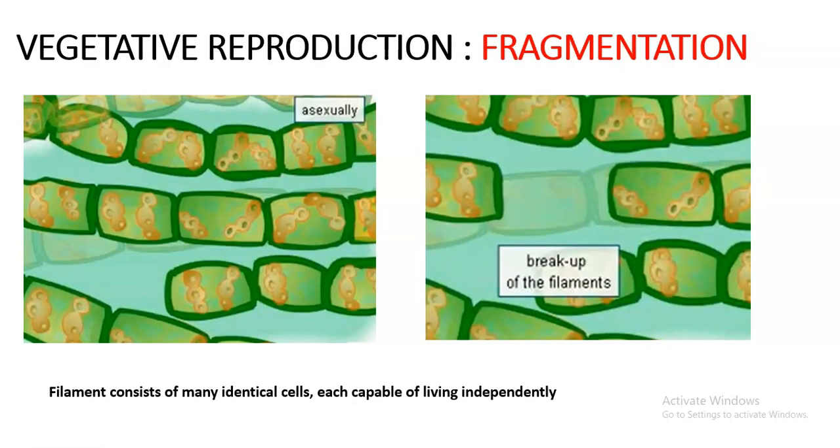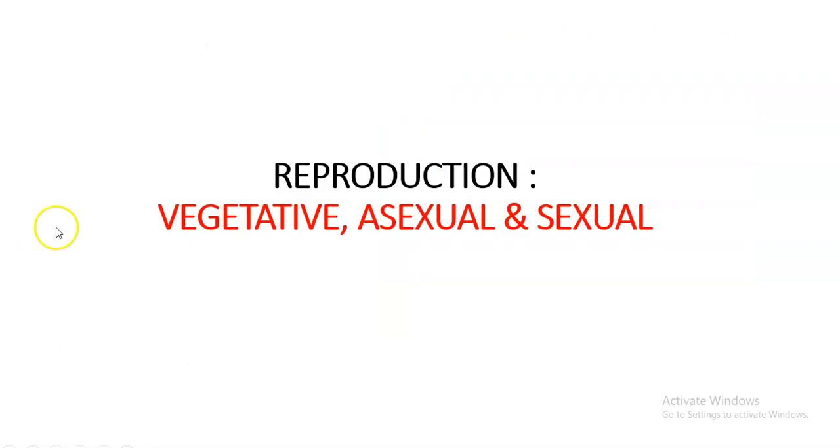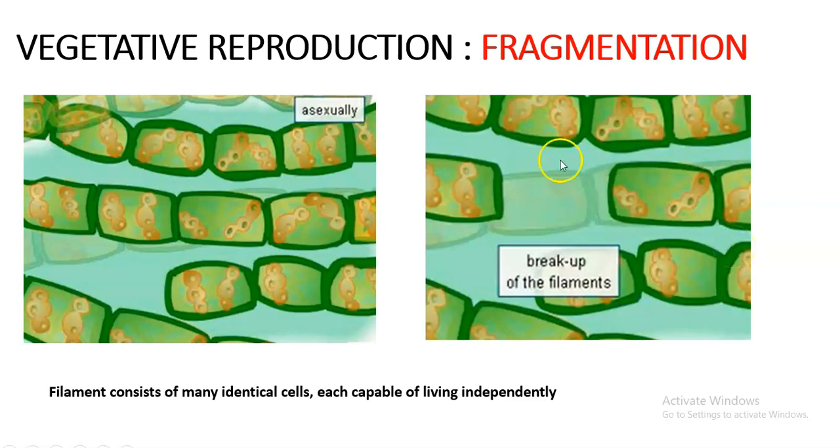So, reproductive details of Spirogyra. This involves three kinds of reproduction. One is vegetative reproduction, then asexual reproduction and sexual reproduction. Out of this, asexual reproduction is actually less common in Spirogyra. It is found in very few species, and under very extreme unfavorable conditions you can see these kinds of structures. Then sexual reproduction is the most common.